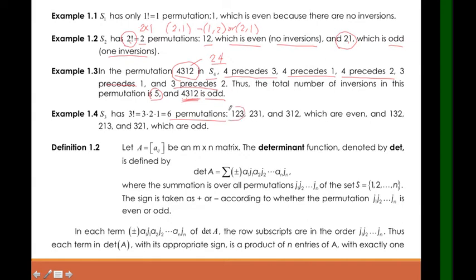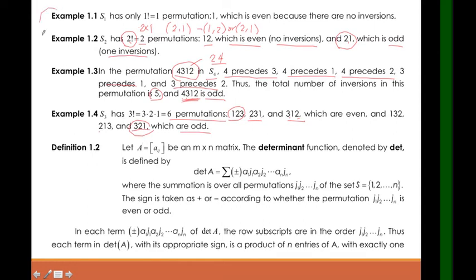This is not an inversion. 2, 1 is an inversion. 3, 2 is an inversion. Next, 1, 3, 2, 2, 1, 3, and 3, 2, 1 is odd because it has only one inversion. 1, 2 is not an inversion. 2, 3 is not an inversion. Okay? Next, let's proceed to the definition.